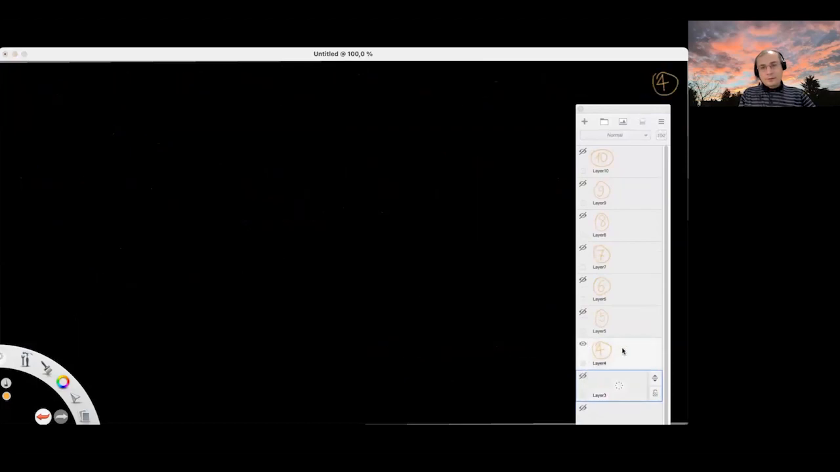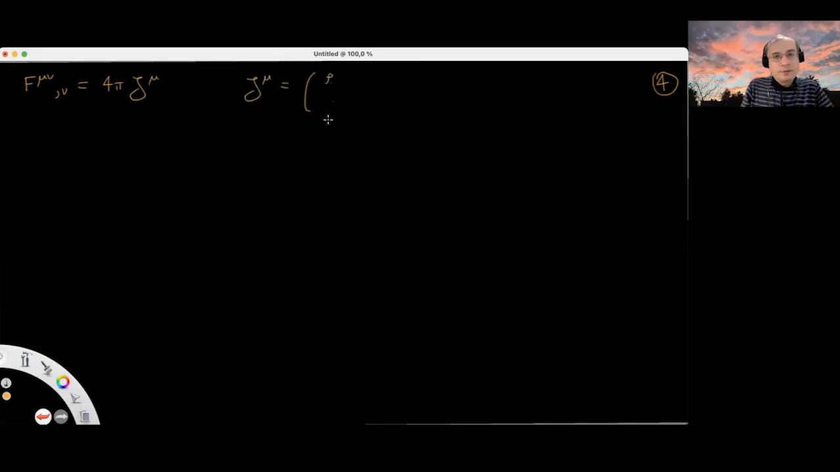So for people who have just appeared, we are still working with the Maxwell's equations and the Faraday tensor. We have derived part of the Maxwell's equations, but not the whole of it. Just one more thing. So we've got the Maxwell equation of the form f mu nu, comma nu, equal to 4 pi j mu, where j mu is equal to charge density and current density. Now there is something funny going on here, and this has to do with the charge conservation.